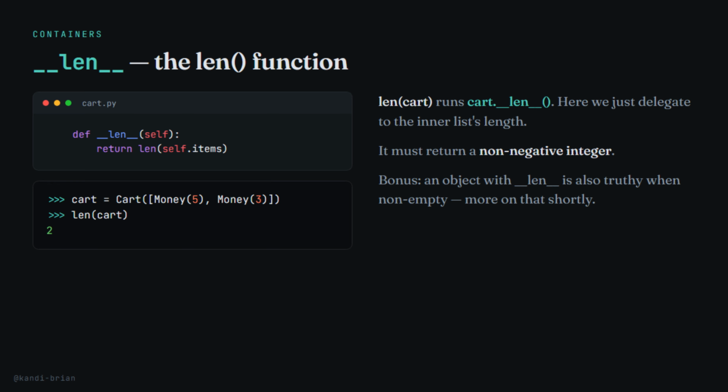Under the hood, len of cart is calling cart dot double underscore len. The only rule is that it has to return a non-negative integer. And as a bonus, an object that has len is automatically considered truthy when it's non-empty.